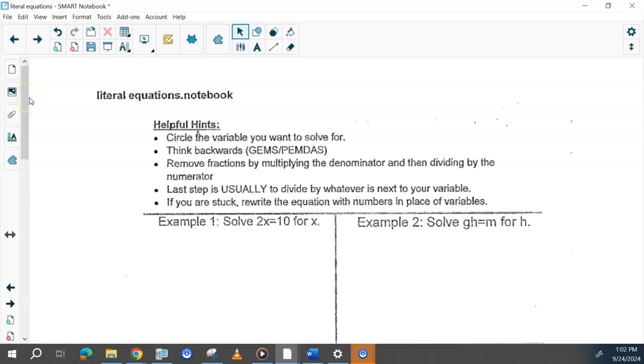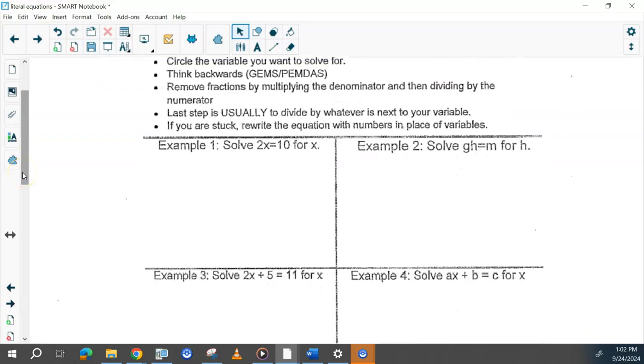Okay, so use these helpful hints if it helps you to figure out your next steps. I would say circle, highlight, or underline whatever variable it is you're solving for. Think about what you would need to do if this were a regular equation to get the variable by itself by using your order of operations. Get rid of fractions by multiplying by the reciprocal, really.